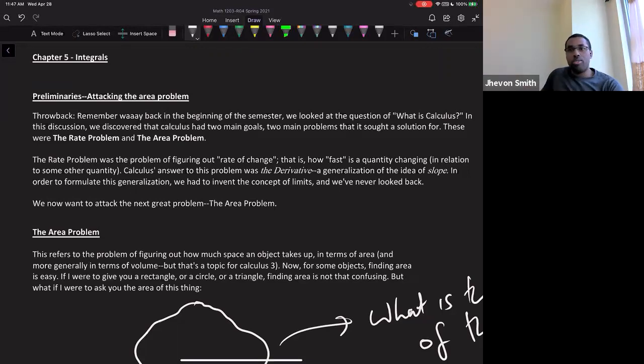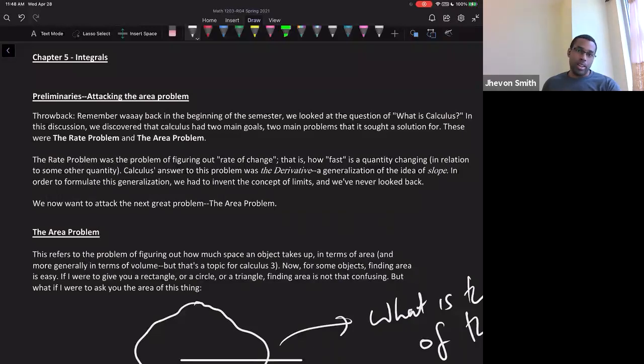We've seen the solution to the rate problem, the derivative, and it turns out that that mathematical object is actually super useful for a whole bunch of other things. Not only can we find out how fast something's moving in relation to another, but we can find maximum and minimum values. We can do related rates. We can do optimization. We can figure a lot of things out. So it ended up being a very versatile solution.